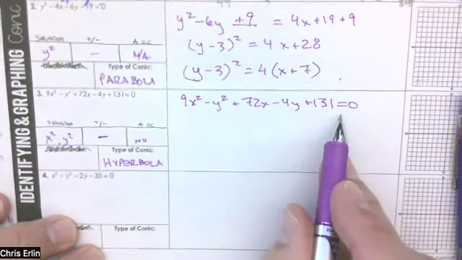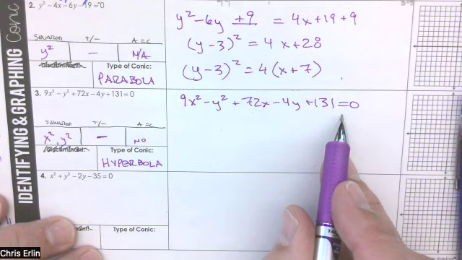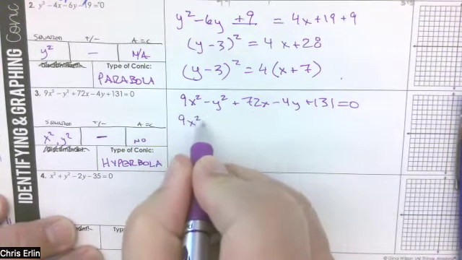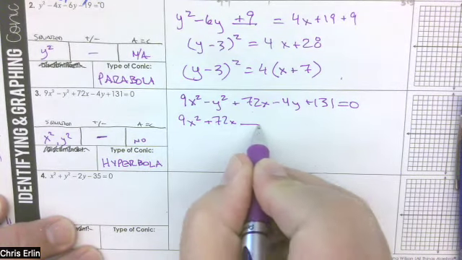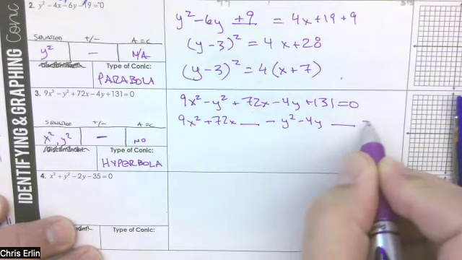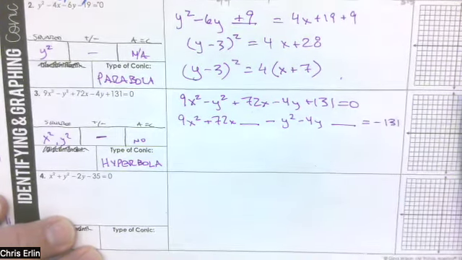All right, what do I do first? We're going to complete the square. Good. So let's group the x's together. So 9x squared plus 72x blank minus y squared minus 4y blank equals negative 131.